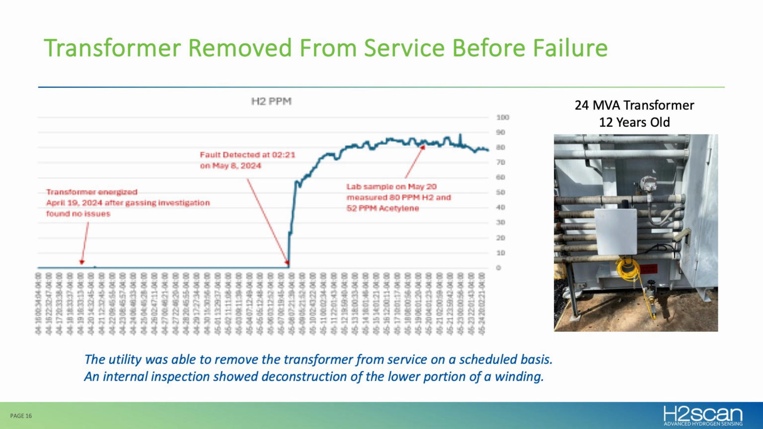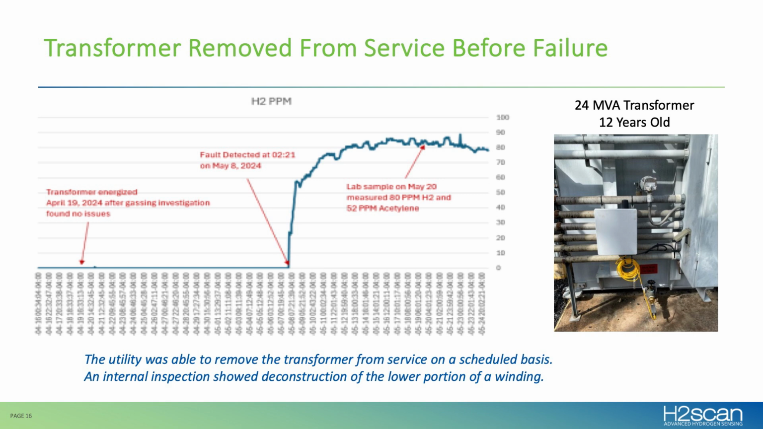So again, having the sensor on the transformer, all of a sudden at 2 o'clock in the morning on May 8th, hydrogen started increasing very quickly, went up to around 80 ppm. It took them a while to go out and get a sample. Again, this is a utility that doesn't have a history of using online monitoring data. So this really illustrated that there really is value in hydrogen monitoring. So on May 20th, they went out and took an oil sample, and the sensor at the time was reading around 83 to 85 ppm.